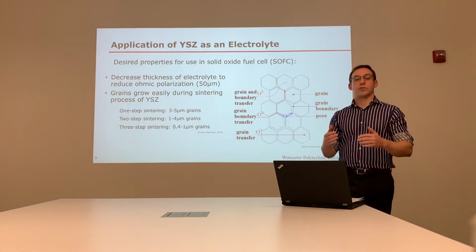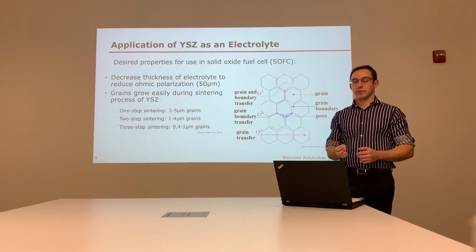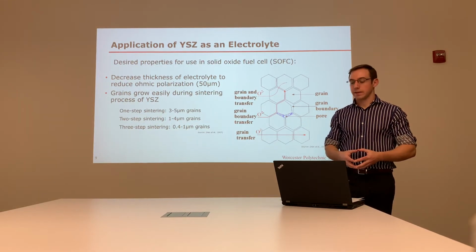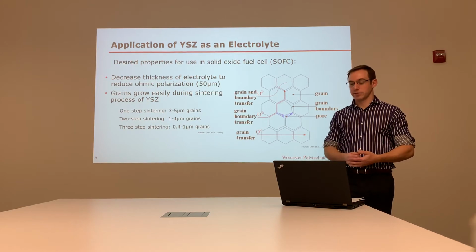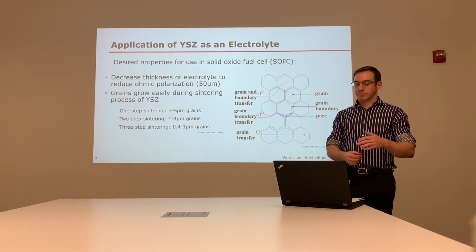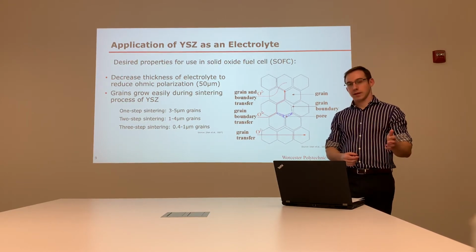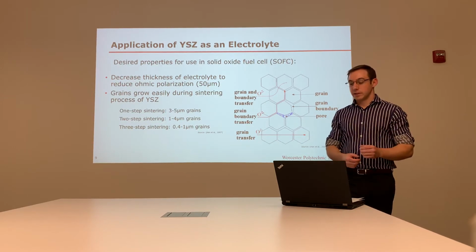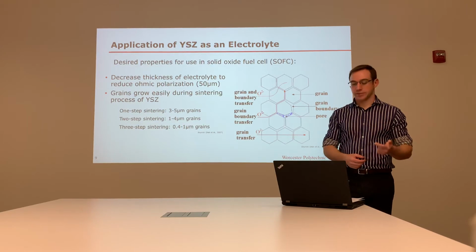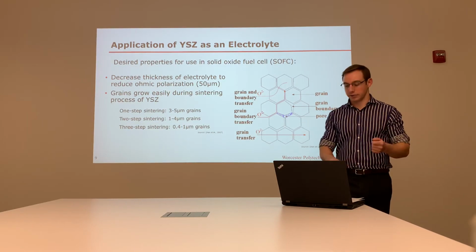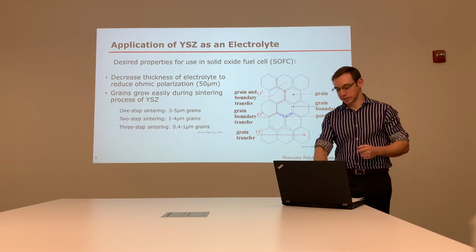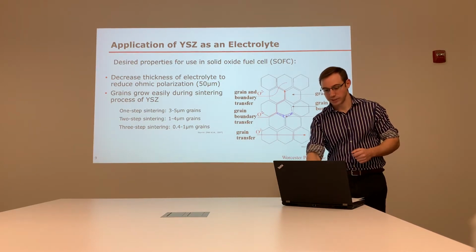and what the grain size is of the zirconia, of the YSZ, the yttria stabilized zirconia, in this actual electrolyte. So there are three main methods of oxygen ion transfer through the YSZ. There's grain transfer, grain boundary transfer, and a combination of the two. And we'll revisit this image later after we have performed our characterization via X-ray diffraction.